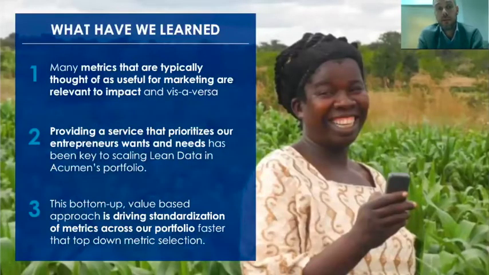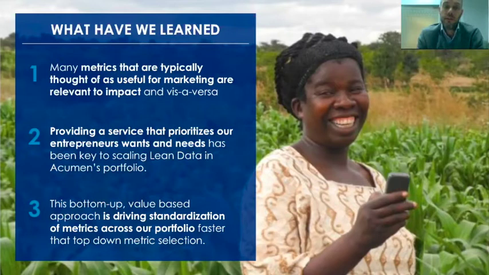And doing this, we've discovered three things. As I mentioned earlier, many of the metrics typically thought of as useful for marketing are also relevant to impact. That's not to say that collecting marketing metrics like Net Promoter Score is going to get you anything like a formal impact evaluation, but they are a start, and they're very useful, and you can start to unpack social performance from that.